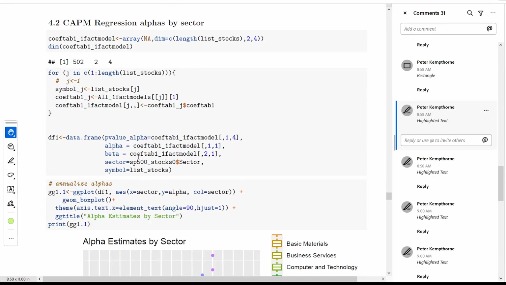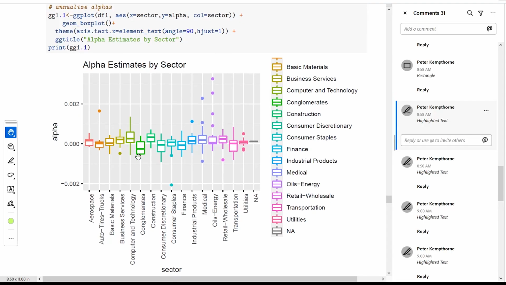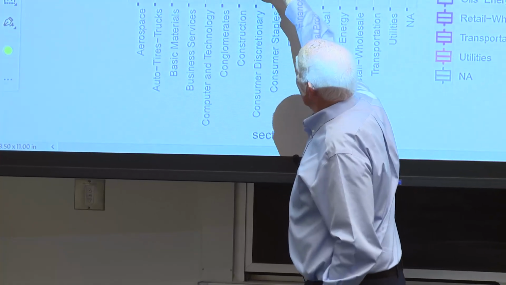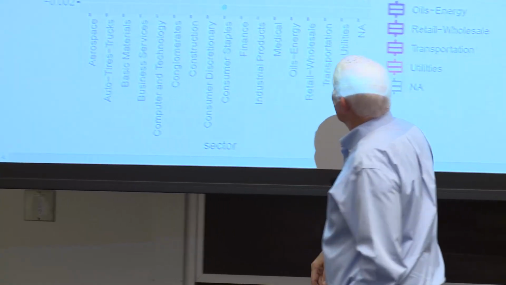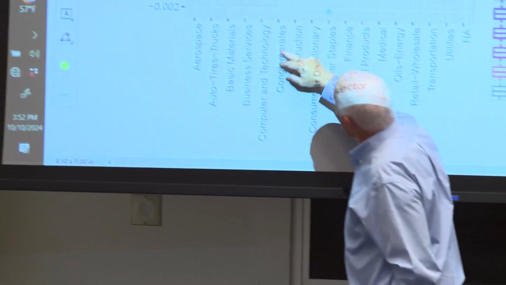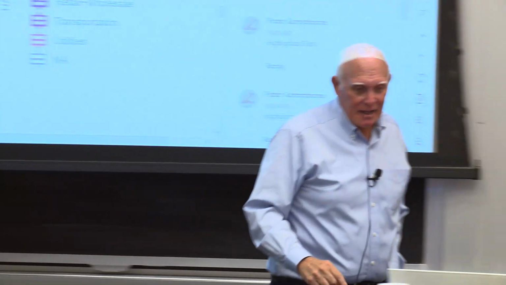And if we look at the alphas by sector, here are parallel box plots of the alpha estimates within each of the sectors. This highlights how some sectors, like construction, had positive alphas, as did computer technology. The conglomerates tended to have negative alphas.